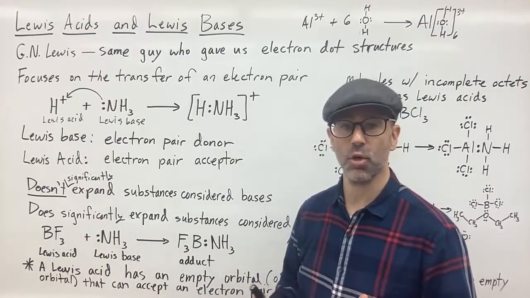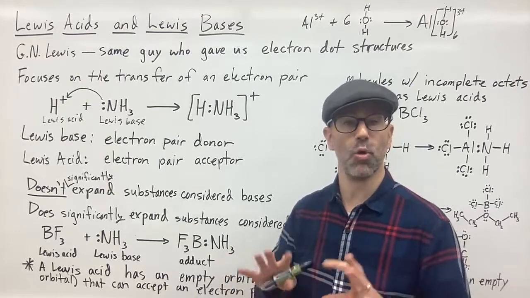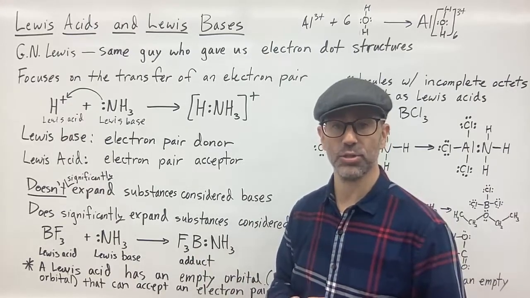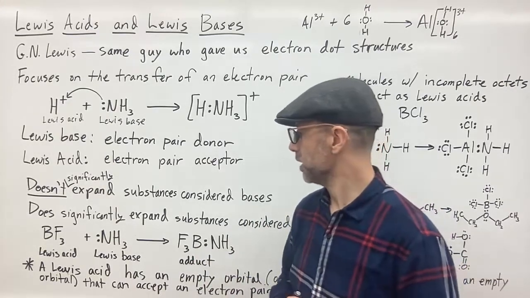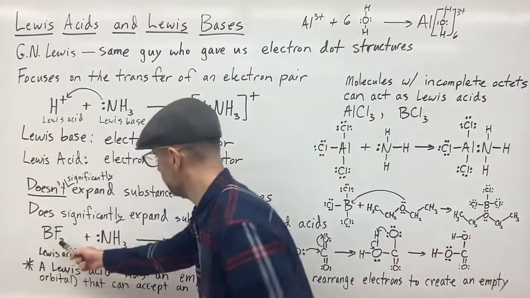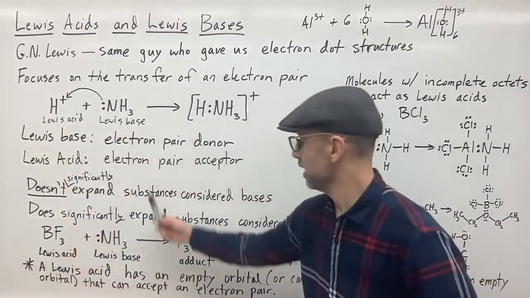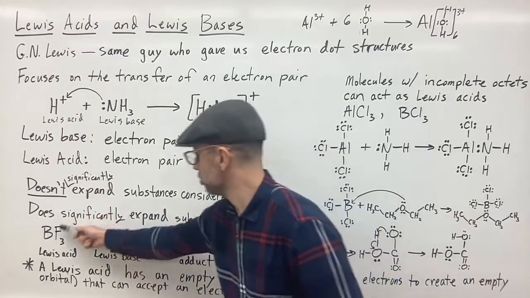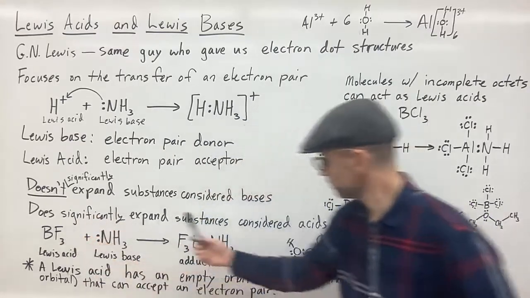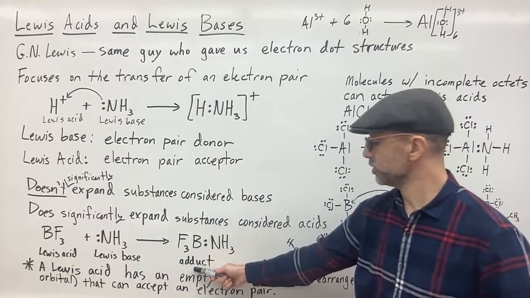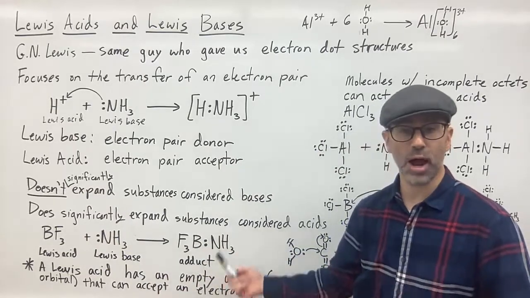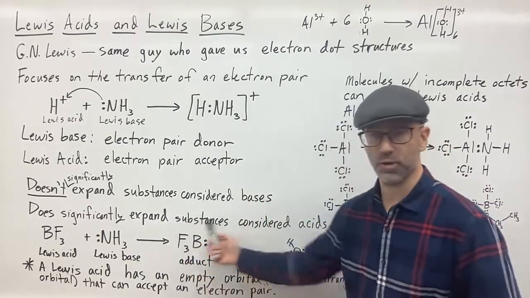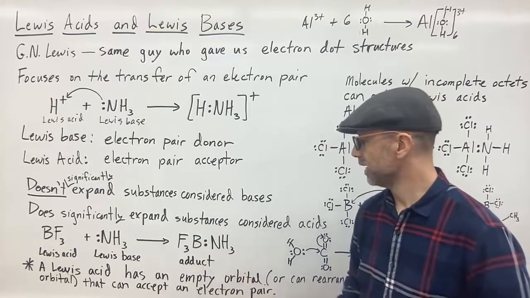So having an empty orbital, or being able to rearrange your electrons to have an empty orbital, will now make you an acid according to the Lewis definition of acid. Here again, BF3 acts as a Lewis acid, and NH3 acts as a Lewis base. It is donating the electrons to the boron. And so we get this substance here, which is called the adduct. The adduct is a product of a Lewis acid reacting with a Lewis base. Whenever you get a product from that reaction, you would call that an adduct.